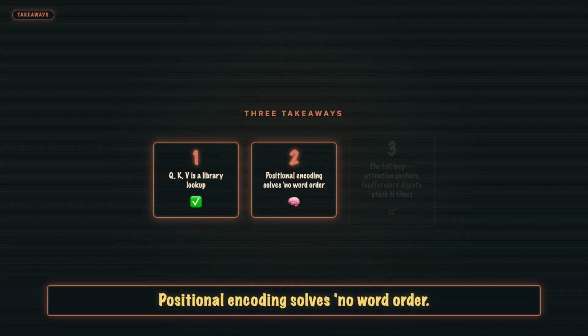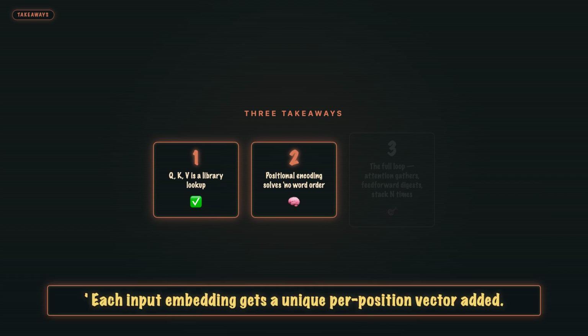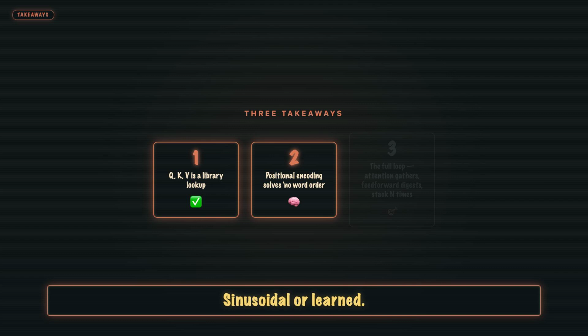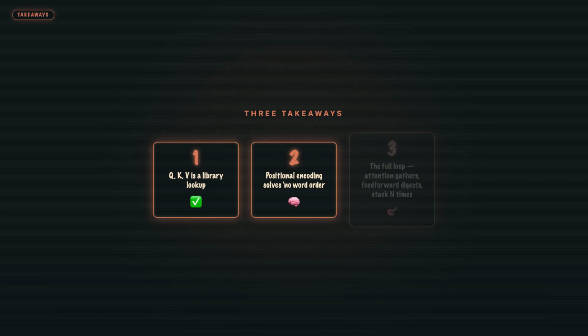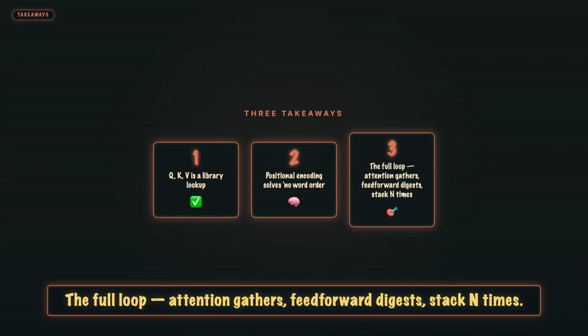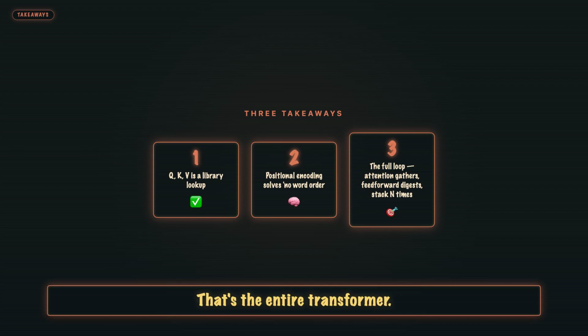2. Positional encoding solves no word order. Each input embedding gets a unique per position vector added. Sinusoidal or learned. Both work. Every position has a fingerprint. 3. The full loop. Attention gathers. Feed forward digests, stack n times. That's the entire transformer. 6 blocks in the 2017 paper, 96 in GPT-3. Same pattern. Scale is what makes it magic.